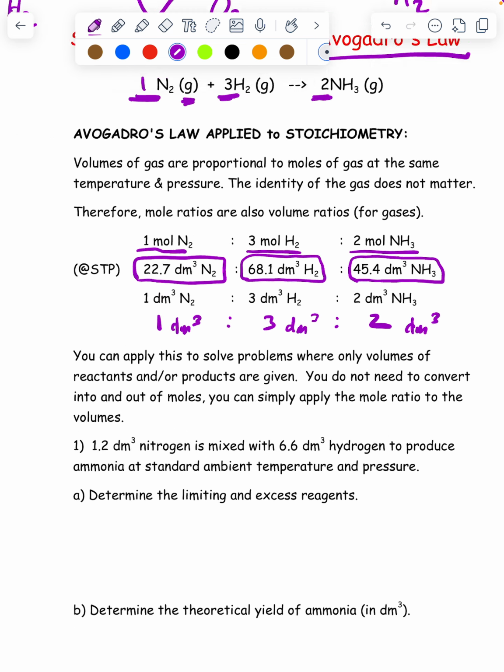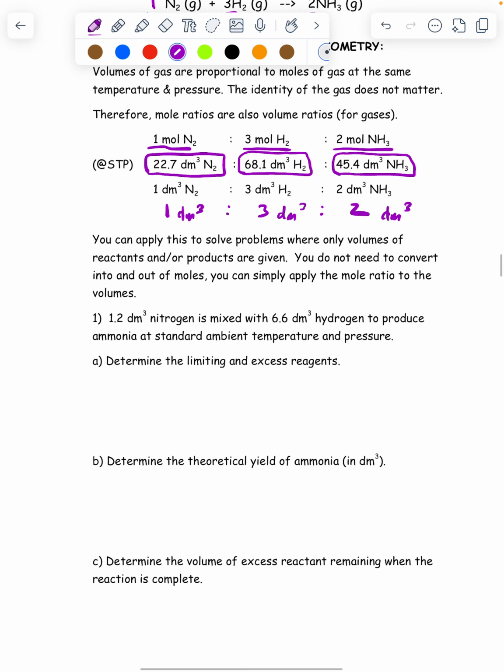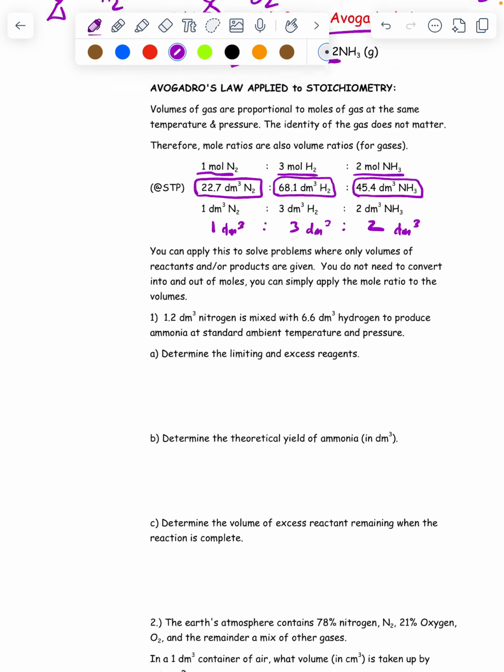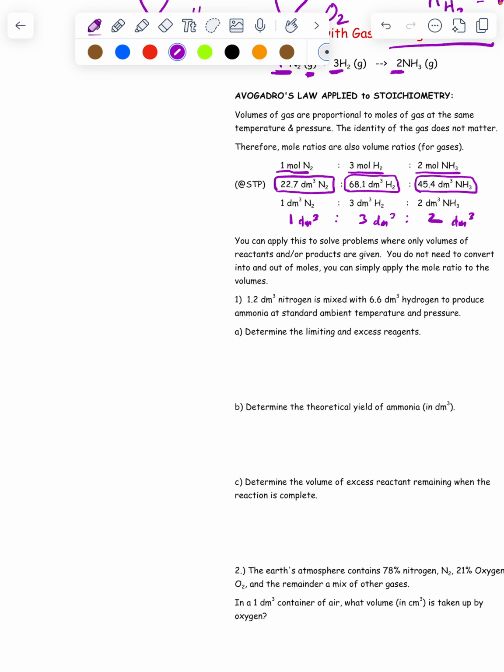And basically what this does for you is it means that they're going to have problems on the IB exam where they give you information about reactants or products, and they give you that information in terms of volumes, and you never have to bother converting into moles. This allows you to sort of bypass the typical stoichiometry approach where normally you start out with, let's say, mass, and your first step will be to convert into moles.